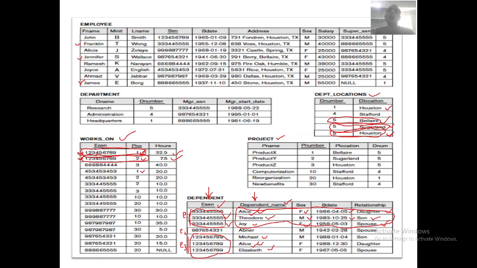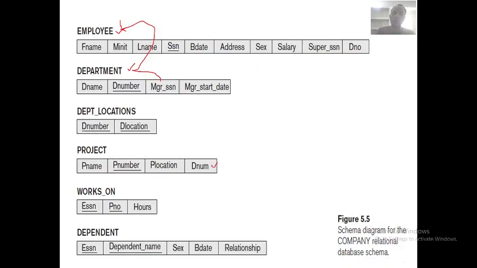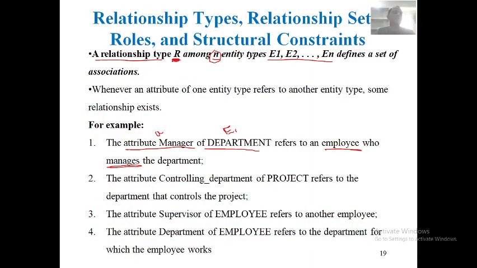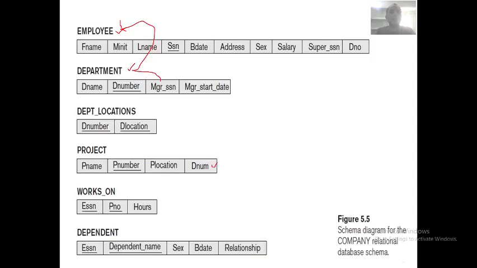So one attribute of an entity type referring to another entity forms a relationship, and that is called a relationship. Is it understood, all of you? This was just a brief introduction about the relationship types. Clear, all of you? Yes, sir. Okay, fine. With this, I conclude today's class.